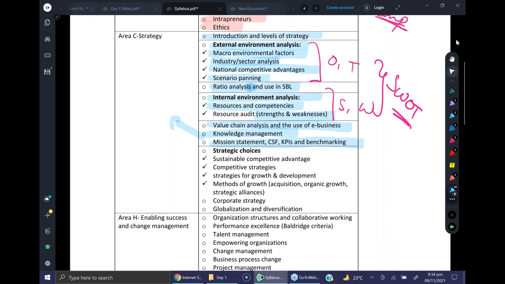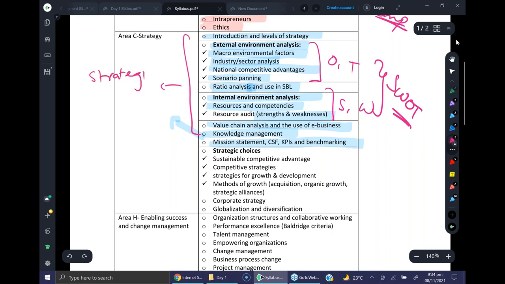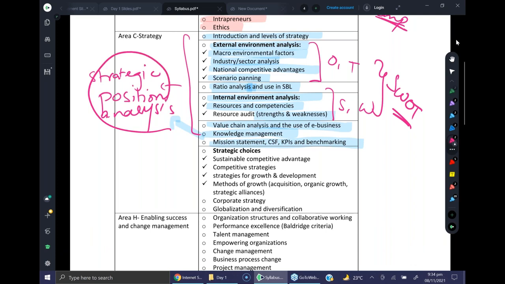Strategic choices. So the areas so far were all related to strategic decision making, and these areas are called strategic position analysis, right? So once you know your current position or strategic position, you move on to making the decisions for the future. And for strategic choices, you have areas like understanding how to get sustainable competitive advantage, then competitive strategy discussion, cost leadership, differentiation. Do you know that?